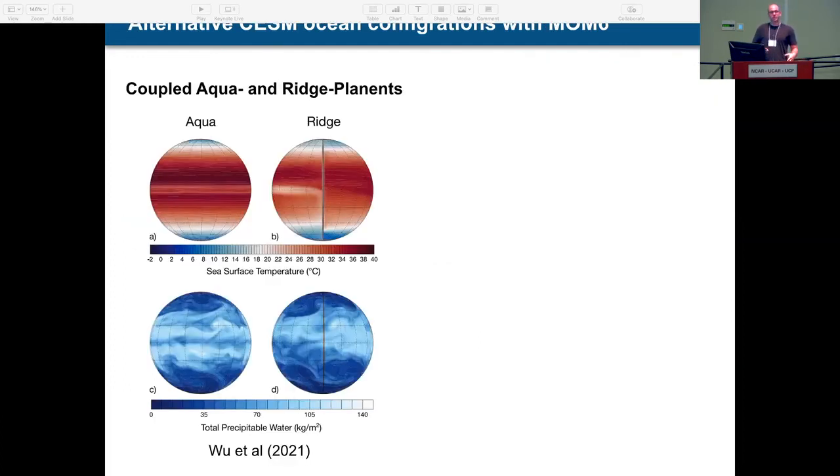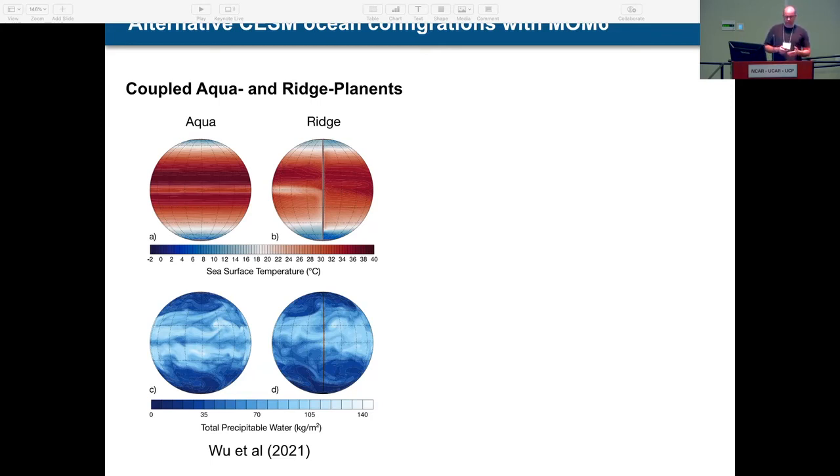In addition to the global workhorse configurations and high resolution, we also have alternative configurations with MOM6. The first one is the so-called coupled aqua and rigid planets. The left plot shows the aqua planet, so basically you have two caps on the poles and everything else is water. And the right plot shows the rigid case, so then you have only a ridge that goes from north to south. Those are fully coupled simulations.